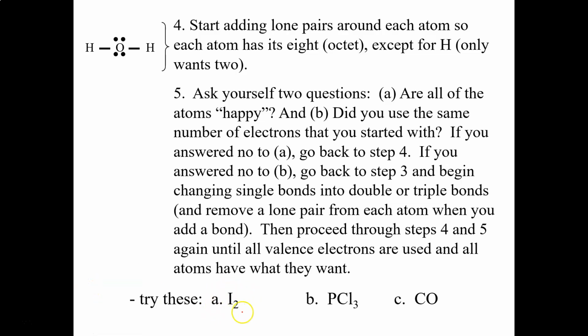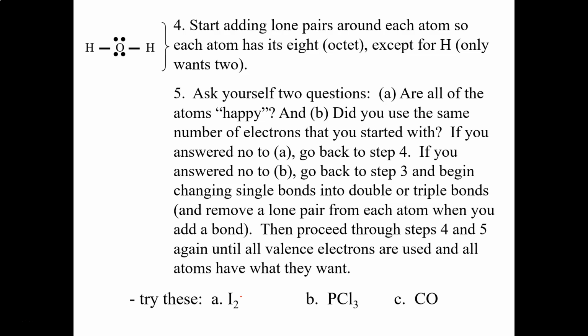Okay? So we're going to go step by step. First step is we need to figure out how many valence electrons are in the molecule I2. So I have 2 I's, so obviously I need to know how many valence electrons are in one iodine. So you have to look up on your periodic table, where is iodine?